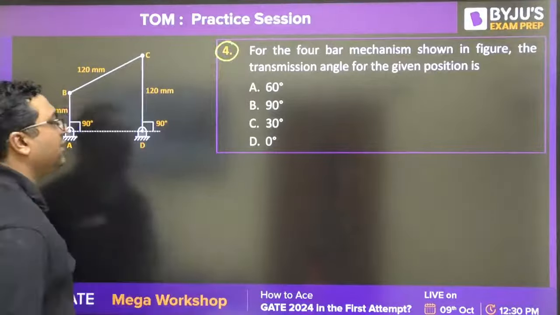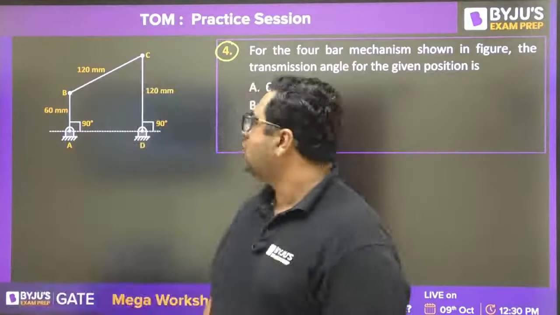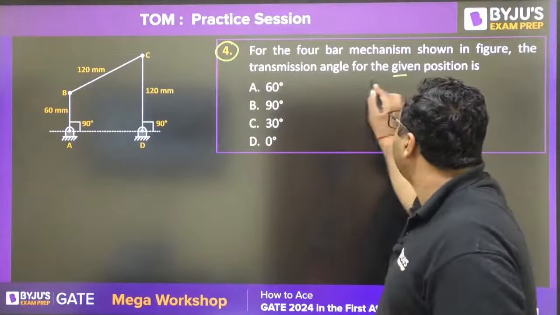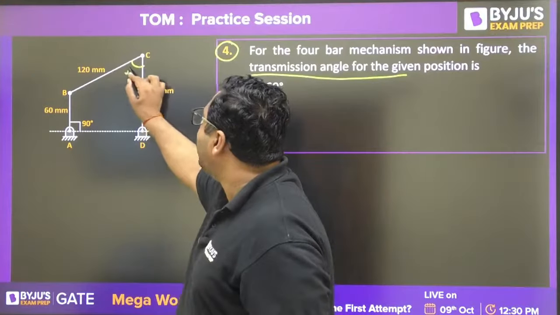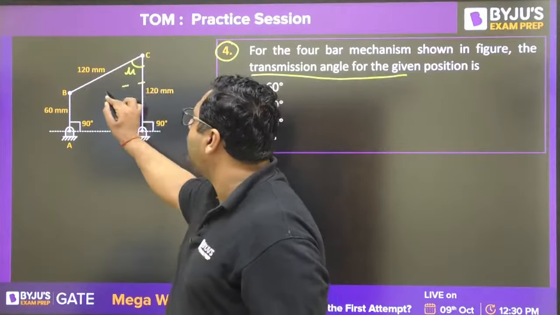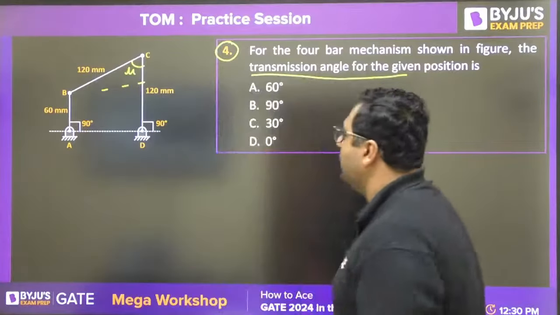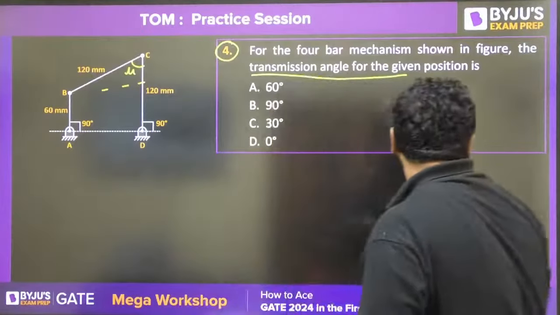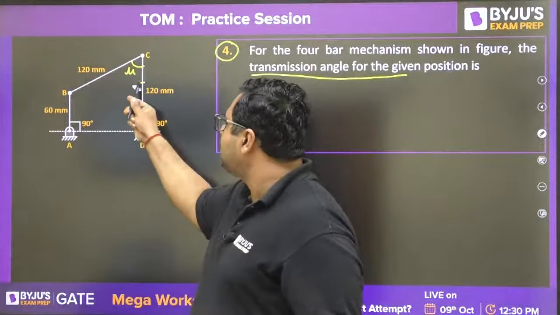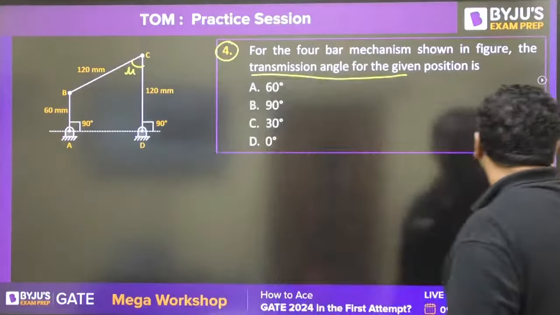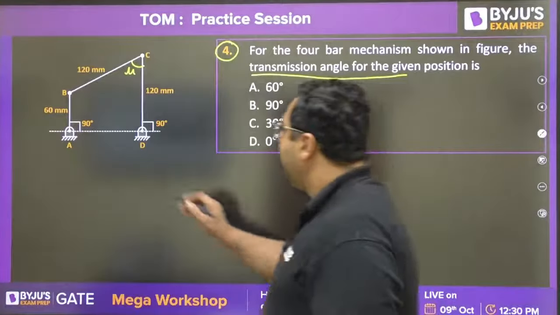This is related to the transmission angle. So it is mentioned that you need to find out the transmission angle. You know this angle, the angle between coupler and output link is said to be the transmission angle. So for helping you, I am taking care of one thing, that you can make this in this way. You can make this line.